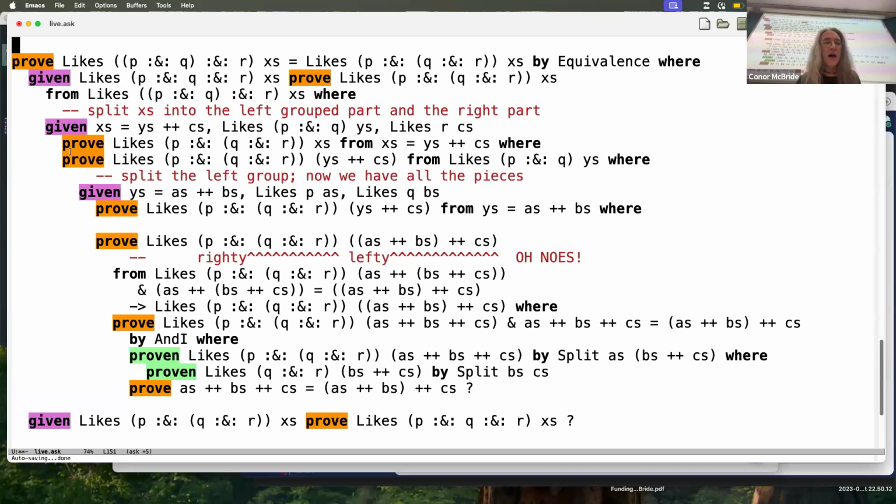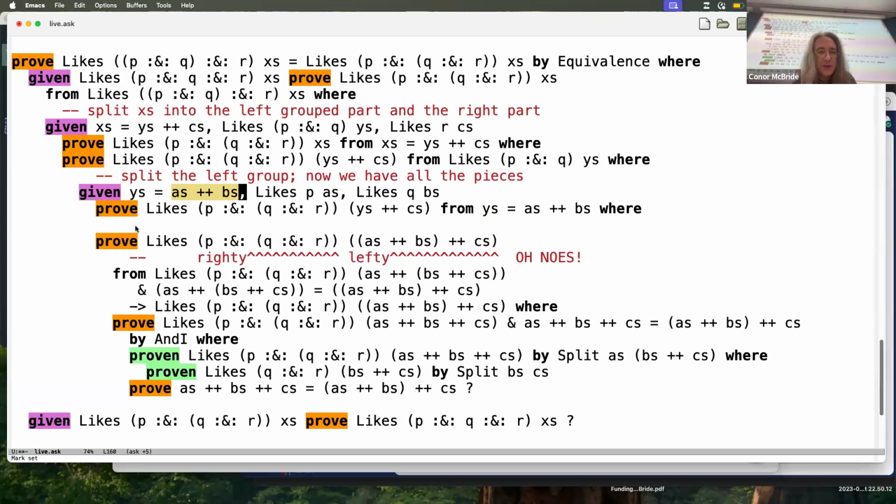So here, my original list x's, I turn it into y's for the group on the left and c's just for the part that R likes. And then I split up the derivation that the left group for y's happens, and I call those pieces a's and b's. And I couldn't have done that without Fred's fantastic renaming technology. So thank you, Fred.